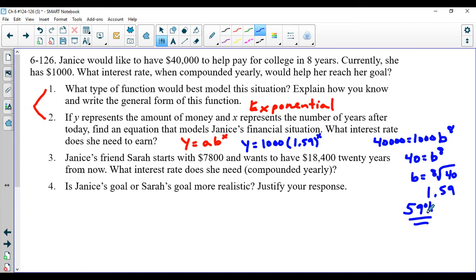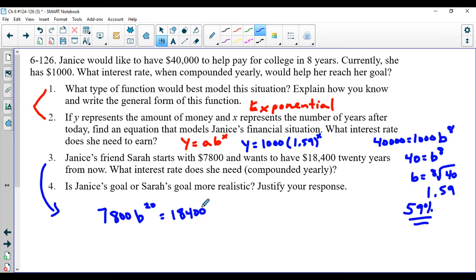Well, Janice, on the other hand, she was going to start with more money. She's starting with $7,800. She wants to have $18,400 20 years from now. So they want to know, well, what's the interest rate that she needs? Well, essentially, it's the same situation with different values here. So she starts with 7,800. We don't know the growth, but we know after 20 years, she wants to have $18,400. So let's solve this one.